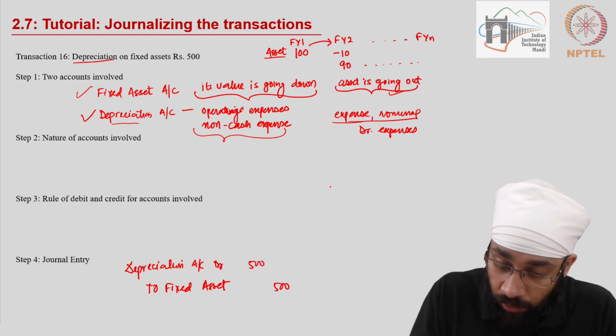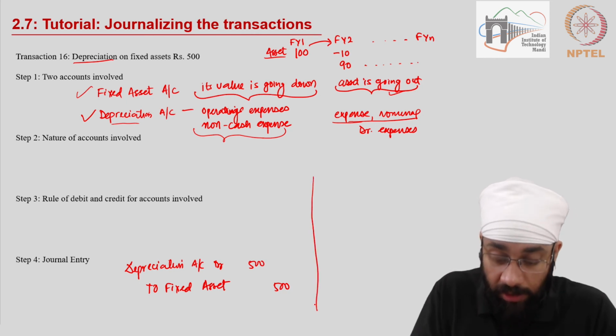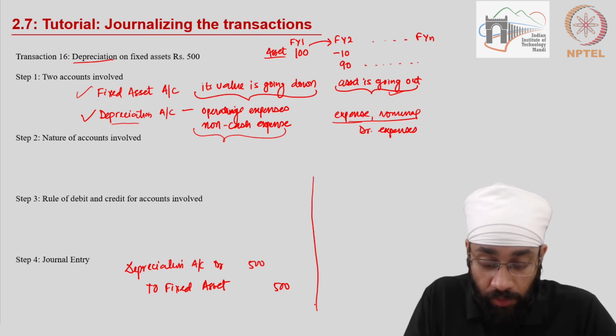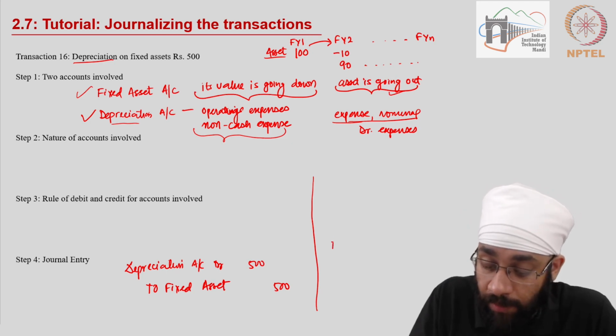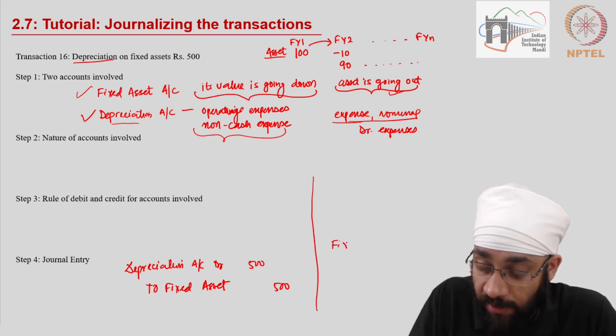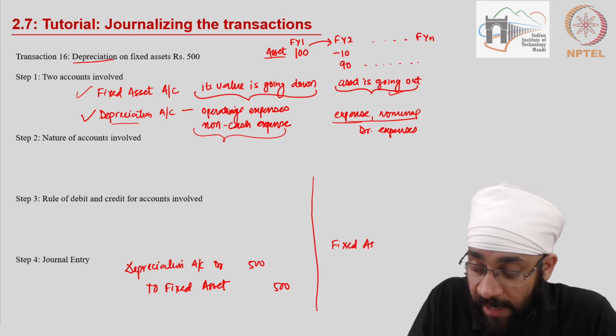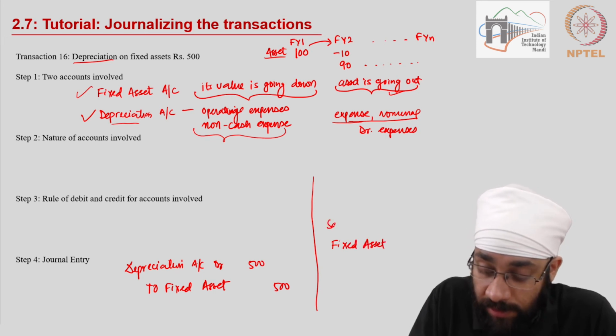Now I want to do another working note here, just to make it more intuitive. You would have purchased the fixed asset before. When you purchase the fixed asset, what is the journal entry? You debit fixed asset account. This is a sample.